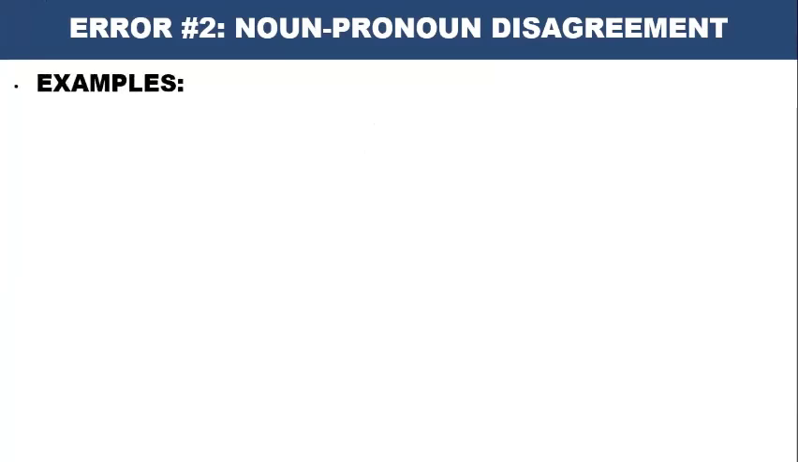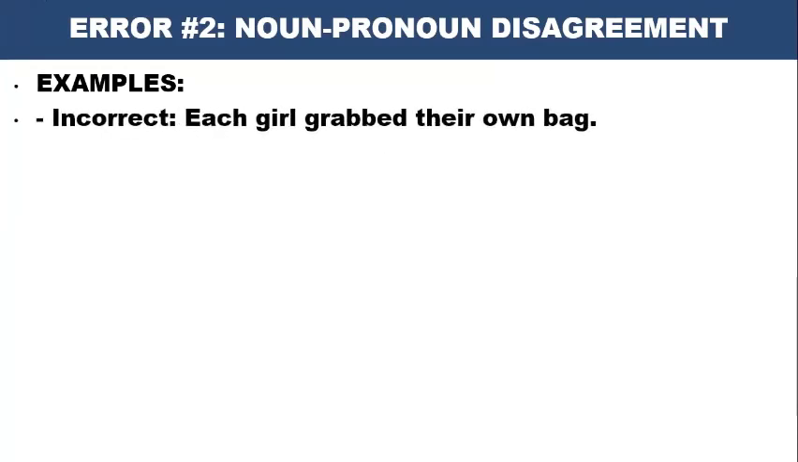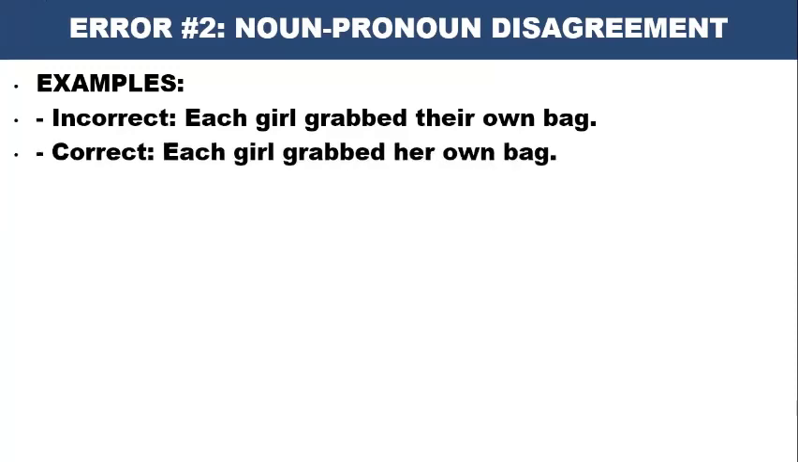For example, it is incorrect to say each girl grabbed their own bag. The correct thing is each girl grabbed her own bag, not their own bag, because girl here is singular and feminine. And so what should follow is not their own bag, but her own bag. Okay? So that's exactly the correct thing to say.